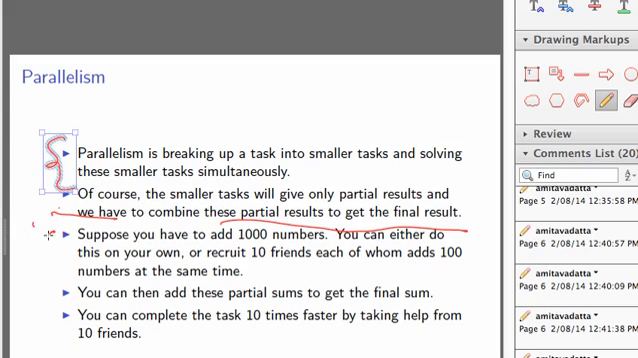Here is a simple example. Suppose you have to add 1,000 numbers. You can either do this on your own or recruit 10 friends, each of whom can add 100 numbers at the same time. At the end of it, you will have 10 different sums which are not the complete sum, but only partial sums. You can then add these 10 partial sums to get the final sum. The whole aim is to complete the task 10 times faster by taking help from 10 different friends. And that is parallelism in the sense that we'll study in this unit.